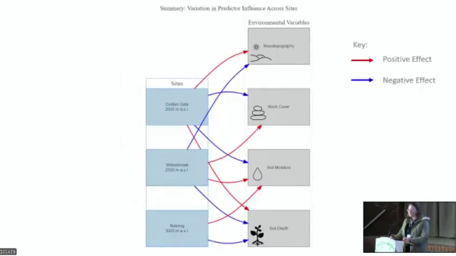To summarize the overall effects of the predictors, at Golden Gate, mesotopography and soil depth had a positive effect, while rock cover and soil moisture had a negative effect. At Witsy's Hook, mesotopography and soil depth had a negative effect, while rock cover and soil moisture had a positive effect. And at our highest site, soil moisture had a positive effect, and soil depth had a negative effect.